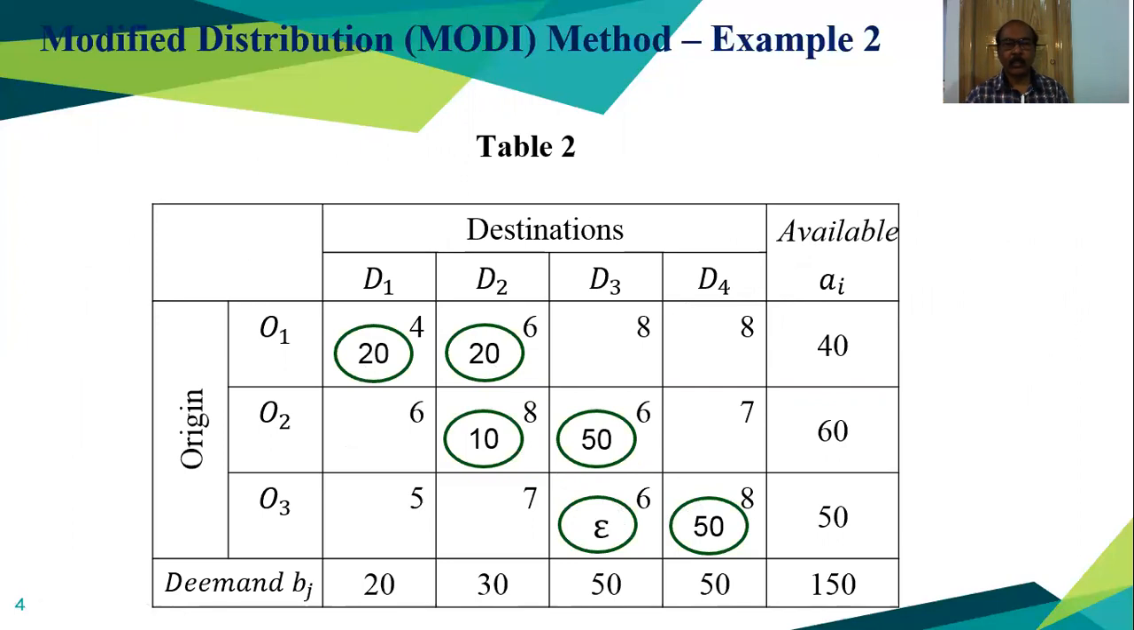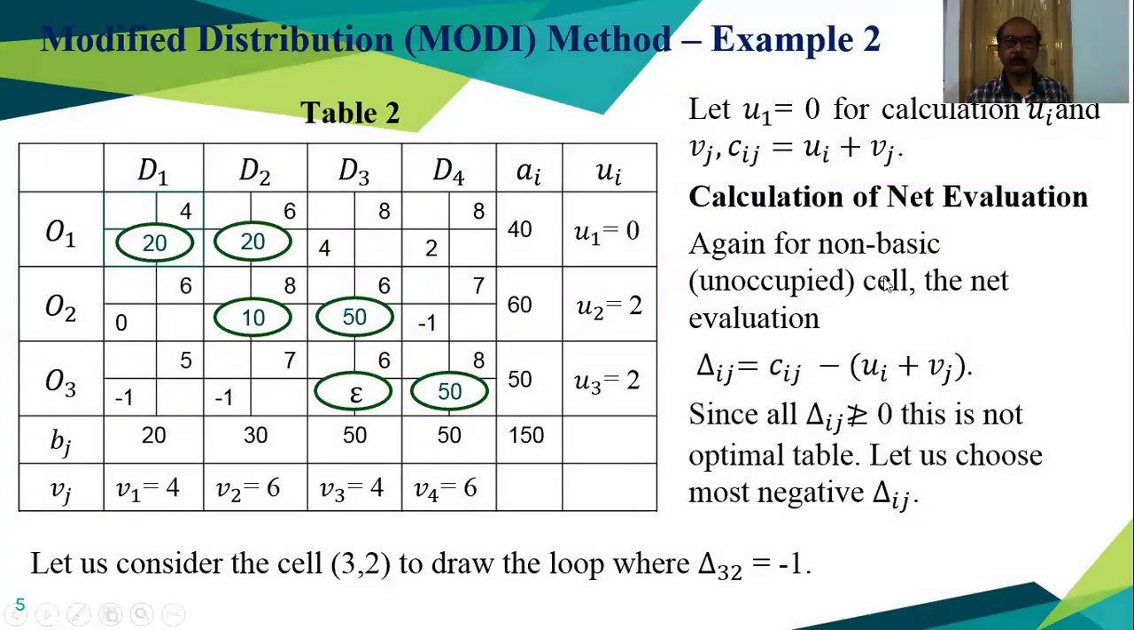Now we can choose the ui and vj by applying the MODI method, which we are considering in the next table. By using the MODI method, or we can say the UV method, we are calculating the ui and vj. We are considering u1 equal to 0 and we are calculating ui and vj by using the formula cij is equal to ui plus vj.